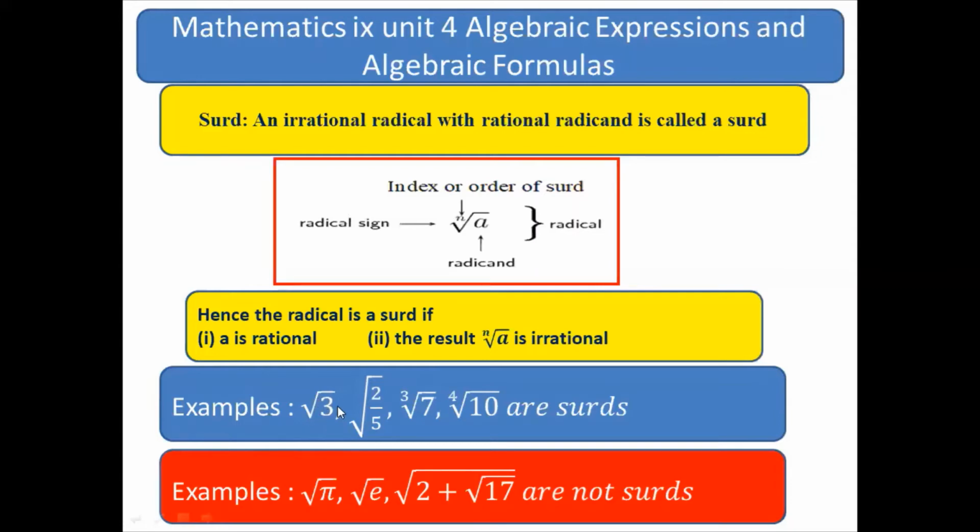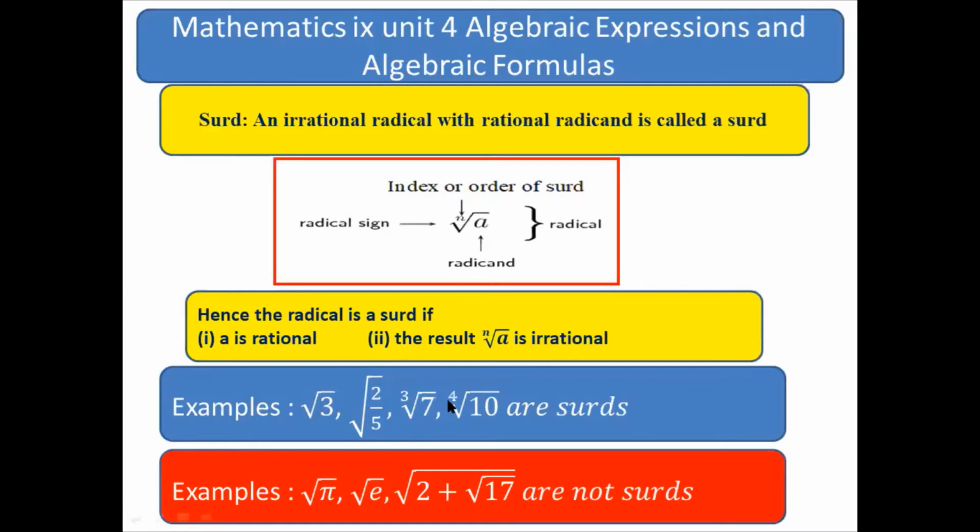Square root of 3, is it a surd? Let us check. 3 is the radicand. It must be a rational number. Is 3 a rational number? Since 3 can be written as 3 by 1, 3 is a rational number. And when we take this radical sign, is this whole radical an irrational number? We know that square root of 3 is an irrational number. So this radical with a rational radicand is a surd.